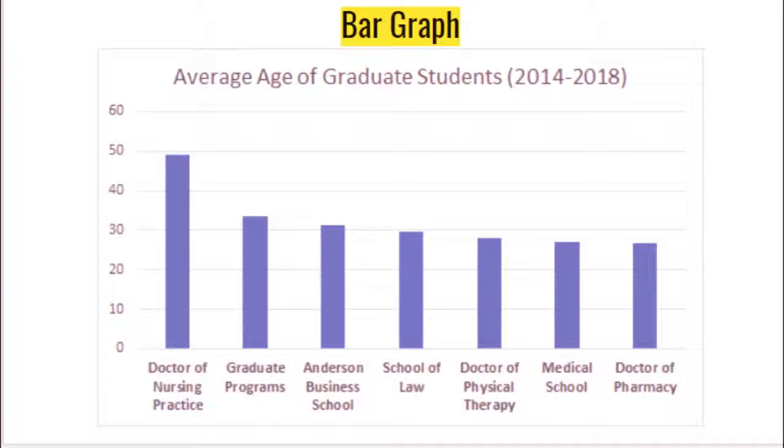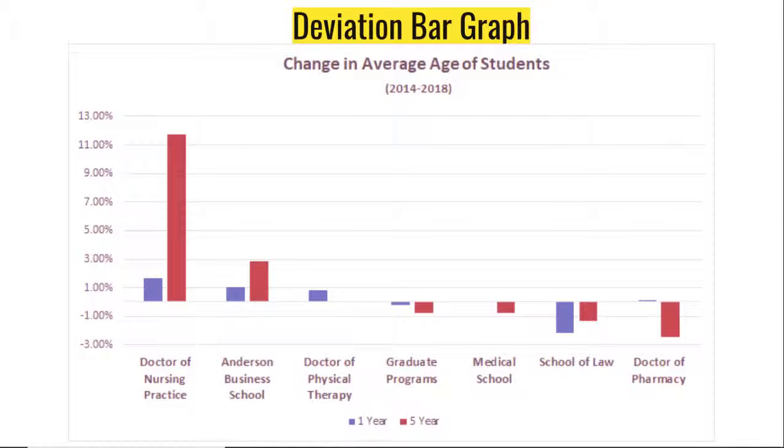The next bar graph is a deviation bar graph, which can show data that is trending upward or downward. As you can see, for Doctor of Nursing Practice students, over the last 5 years, the average age has increased by nearly 12%, while the other professions are comparatively stable at about 2% change or less. This means that if current trends continue, the average Doctor of Nursing Practice graduate will be nearing retirement age relatively soon after graduation. Our group felt that the leadership of College of Nursing should be aware of this trend that the deviation bar graph so effectively illustrates.